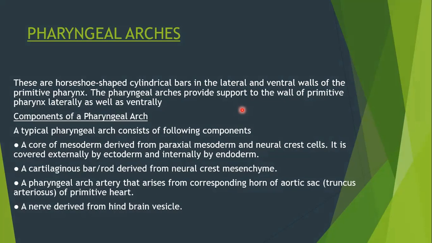Now, components of each pharyngeal arch. Each pharyngeal arch must have the following. It will have a core of mesoderm. This core of mesoderm will be derived from the paraxial mesoderm and neural crest cells. It also has a cartilaginous rod or bar, which is derived from the neural crest cells, the neural crest mesenchyme. It will also have a pharyngeal artery, which will arise from the corresponding truncus arteriosus of the primitive heart. It will also have a nerve, which is derived from the hindbrain vesicle. Remember, during the 4th week, the brain is still developing.